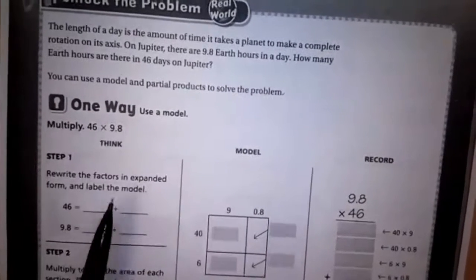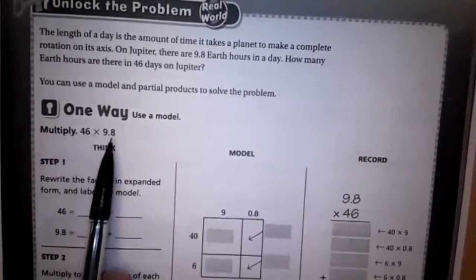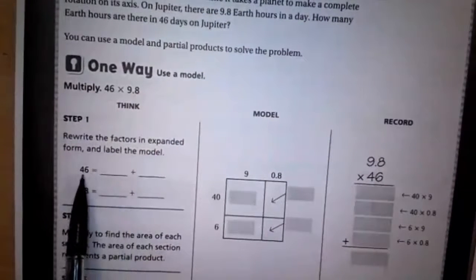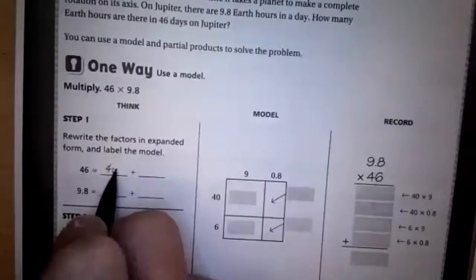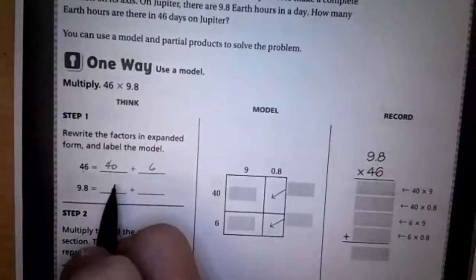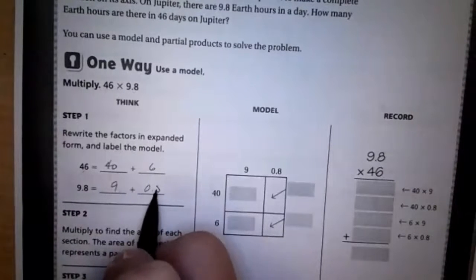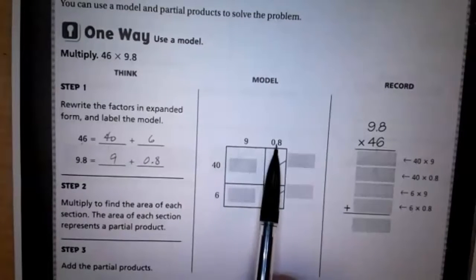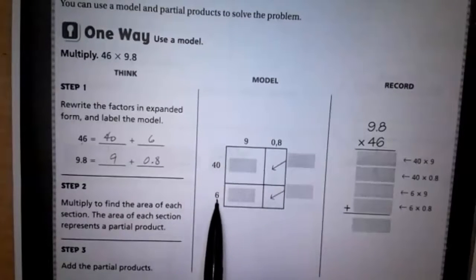Step one would be, so that you're multiplying 46 times 9 and 8/10. The first step, we're going to split up 46 into 40 plus 6. And 9 and 8/10 would be 9 plus 8/10. So then we're going to set up step two, set it up in your box. So 9 and 8/10 in the top and 40 and 6 going down the side.